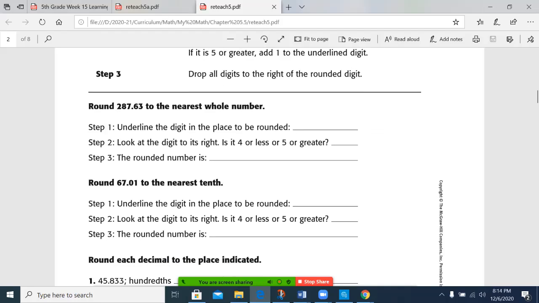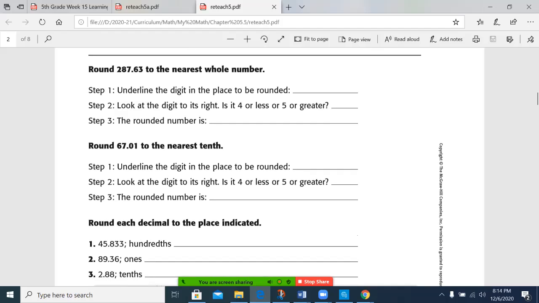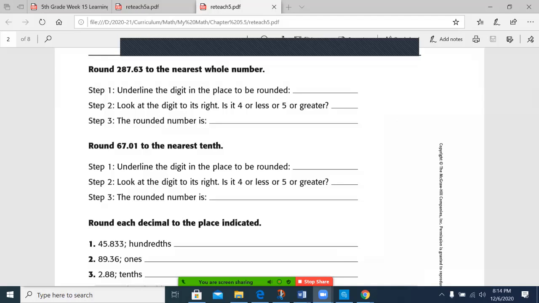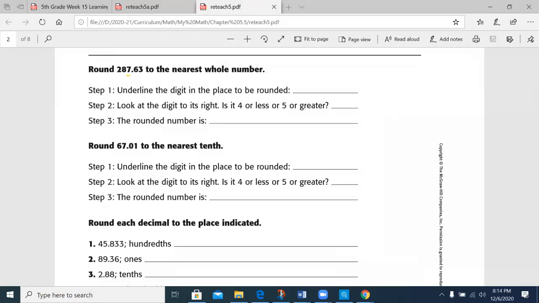So let's do a couple here initially. I'm going to get my annotation tool out for us. All right, so round 287.63 to the nearest whole number. This may also be read as 287 and 63 hundredths. The whole number is the ones place. So if you see the words whole number, we're talking ones right there. There's a 7, so that digit is a 7.